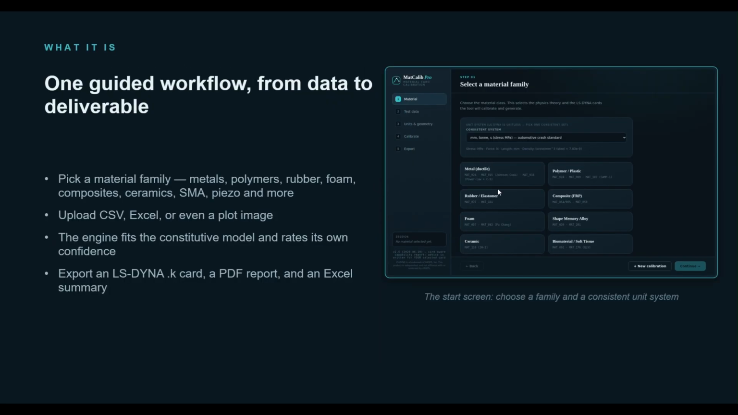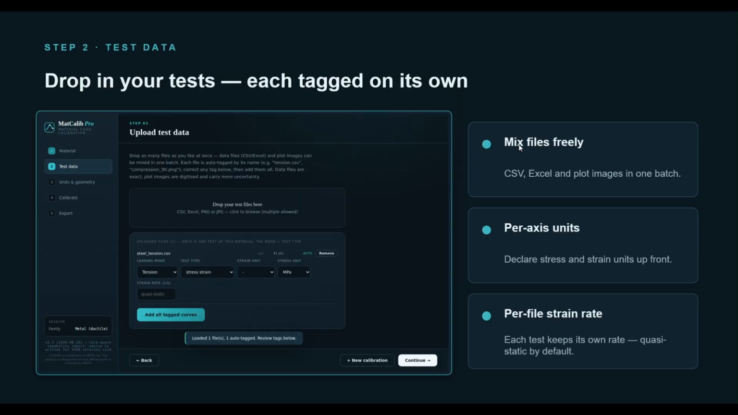So here on this slide, this screenshot tells everything. We have 5 steps in the software. The first step is the material, to choose the material you want to work with. We have a lot of material families here. We have metal, polymer, rubber, composite materials, foam, shape memory alloys, ceramics, biomaterial, and we also have piezoelectric material. So you choose the material family you want to work with, and also you can choose the unit system you want to start with.